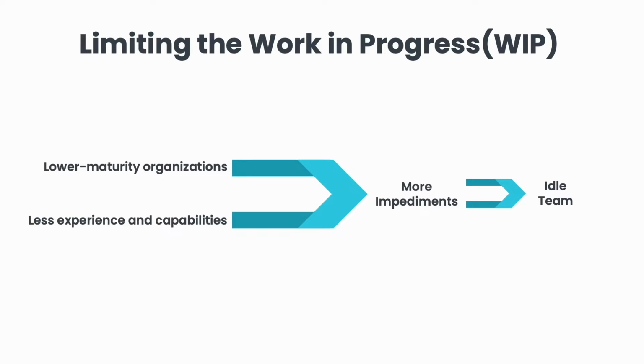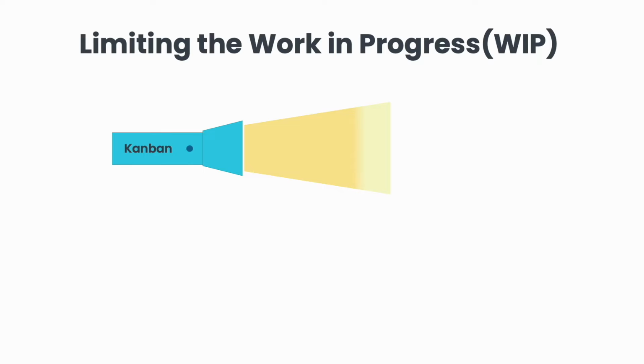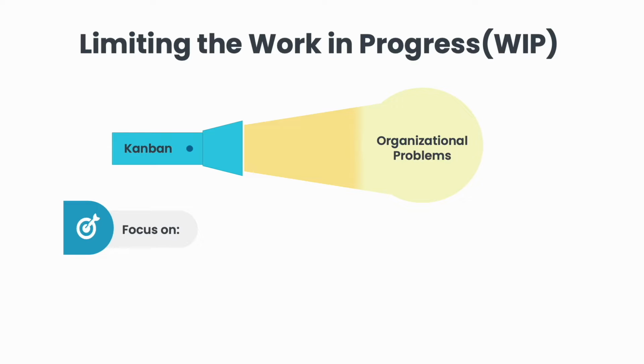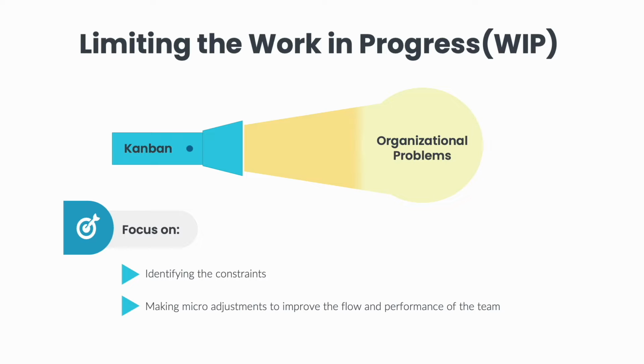The reality is Kanban will always expose and shine a light on where the problems are in an organization, but Kanban itself will not fix those issues. As the Agile lead, you're responsible to identify the constraints and, with the help of your team, make micro adjustments to improve the flow and performance of the team. We will talk about metrics in future sessions.